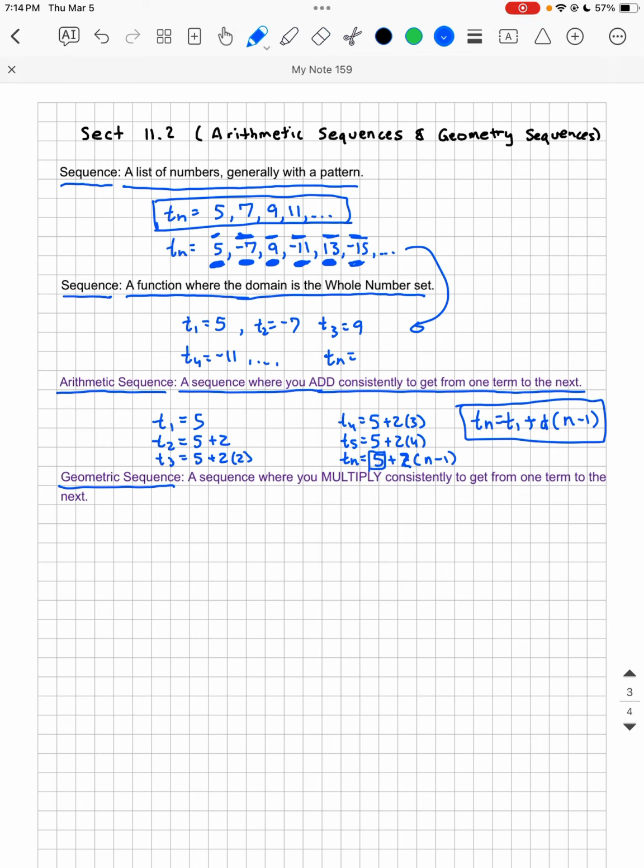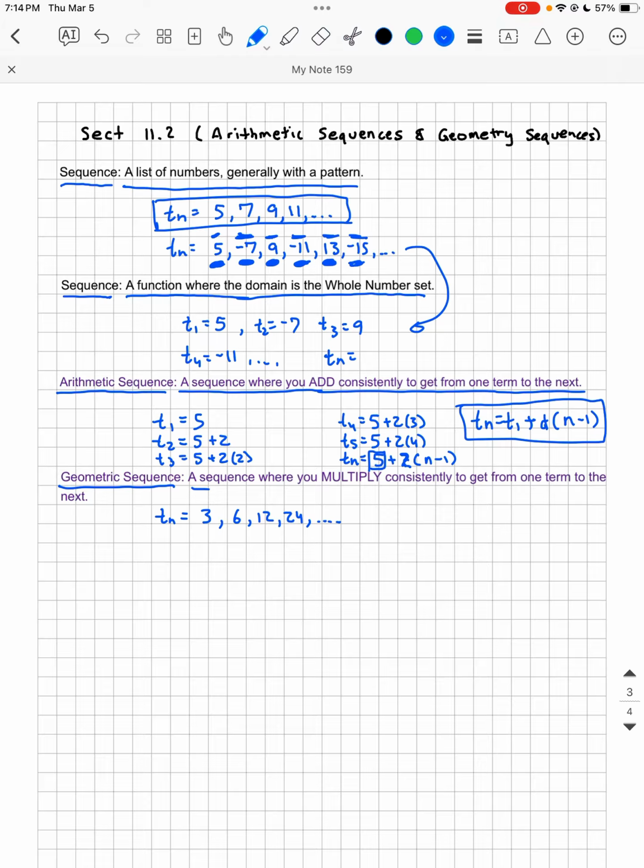As for the geometric sequence, it is exactly the same idea. Let me give you an example of a geometric sequence first. Maybe we can have the sequence as the following. T of n, once again, is going to be equal to 3, 6, 12, 24, and so on and so on.